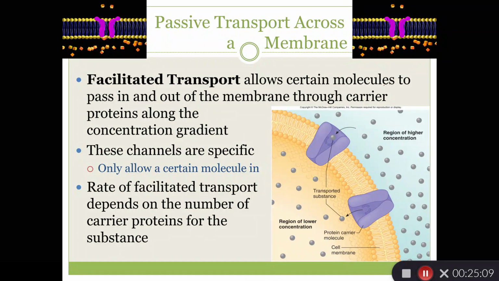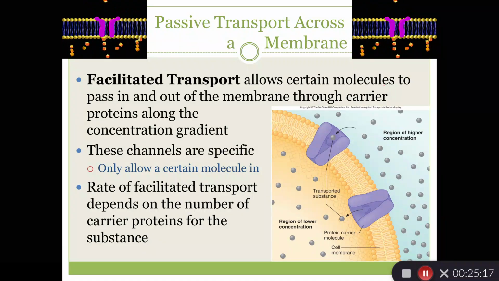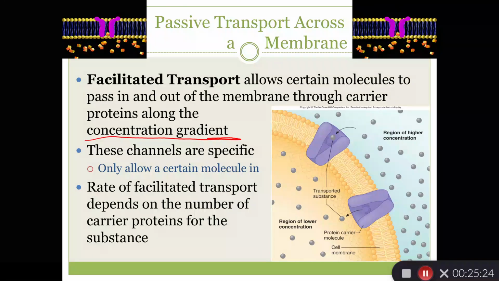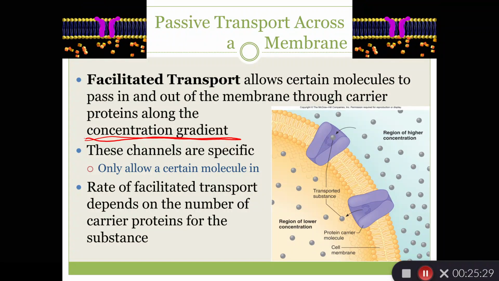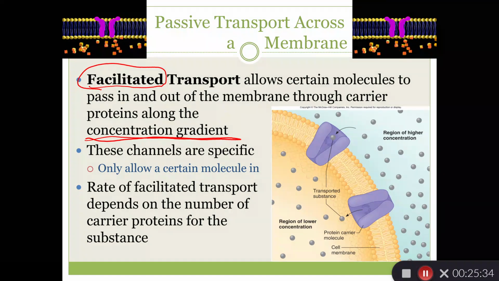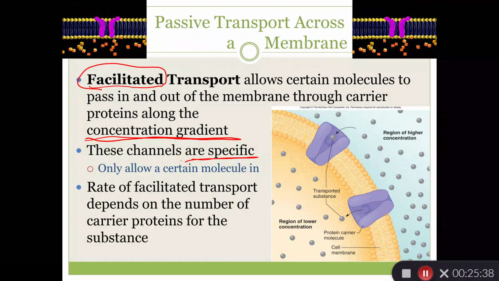Okay, there's also facilitated transport. Allows certain molecules to pass in and out of the membrane through carrier proteins along the concentration gradient. That means from high to low, with the gradient, moving like the perfume I sprayed at the front of the room. Except this time it's going through a protein facilitator. It's actually going through a protein. These channels are specific. The rate of facilitated transport depends on the number of carrier proteins for the substance.